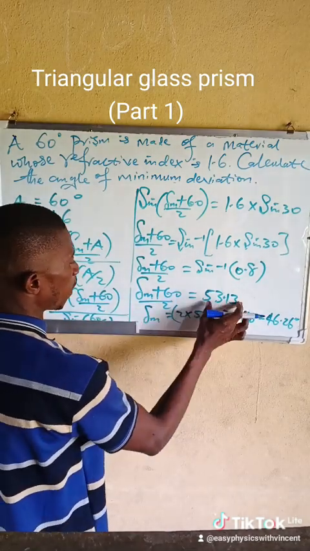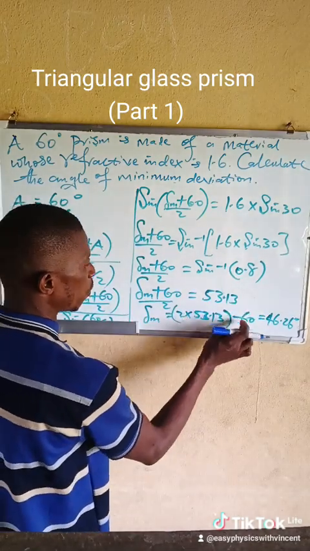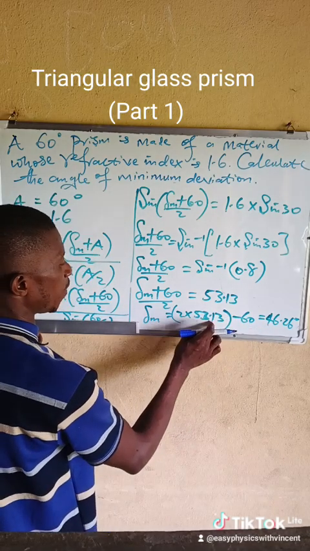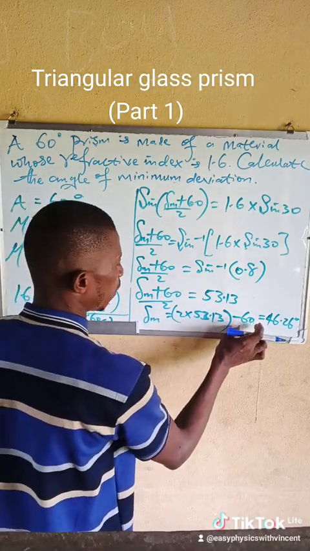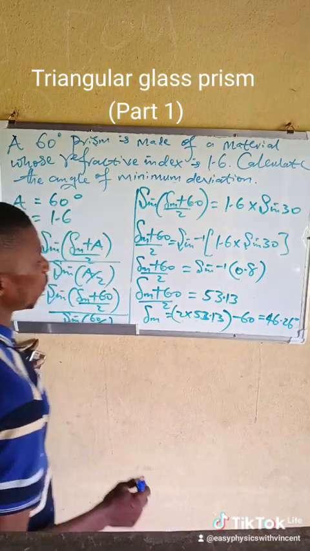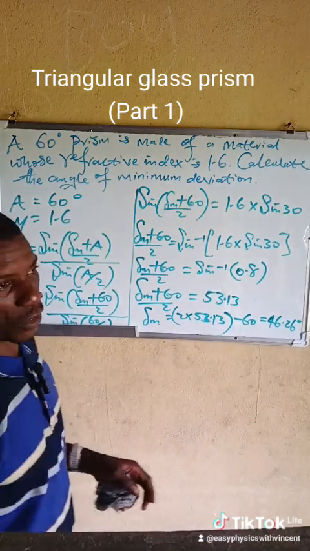I take this one, we multiply by this, then this crosses over to become minus. So this times this minus this will give me this answer. So this is the minimum deviation for this problem.